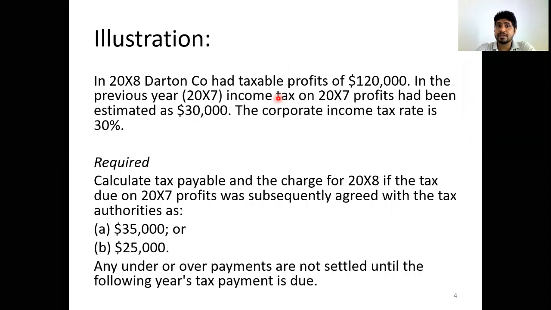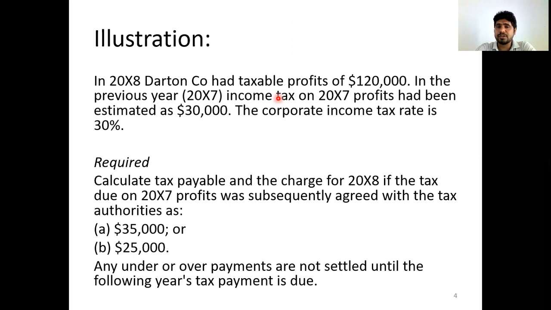2018, we assume we are in 2018. Taxable profit is 120,000. In the previous year, 2017, income tax on 2017 profit had been estimated as 30,000. The corporate income tax rate is 30%, right? We have to understand the scenario. Now we are in 2018, our taxable profit is 120,000, and in the last year we estimated our tax expense will be 30,000, right?